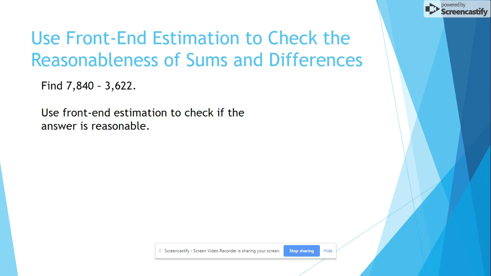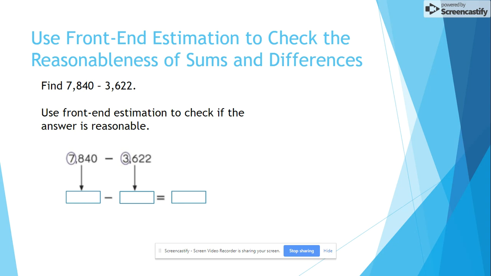Now, this is another learn, so you can put your notebook to the side for just a second and listen and watch the video. So this page says use front-end estimation to check the reasonableness of sums and differences. So front-end estimation is another way of estimating, but instead of the problem telling you to round to the nearest 100 or 1,000, you're just going to use the digit that's in front. So in this case, we have two numbers that have a thousands place, so we're going to round both of those numbers to the nearest 1,000. It's the first digit we see, it's the front digit, okay?